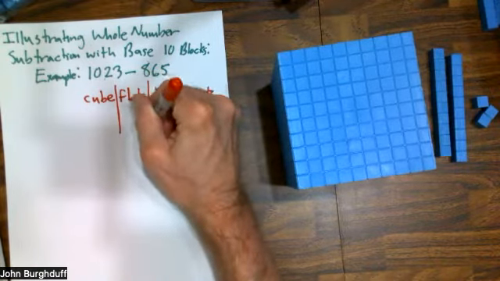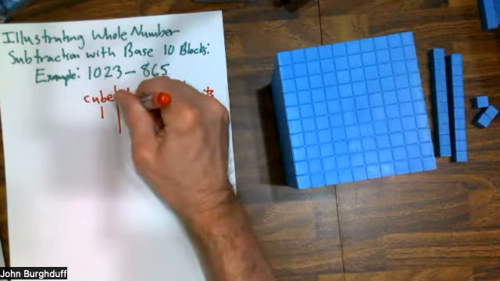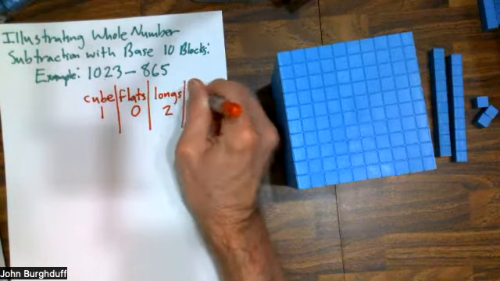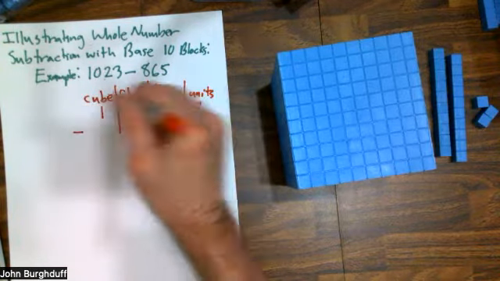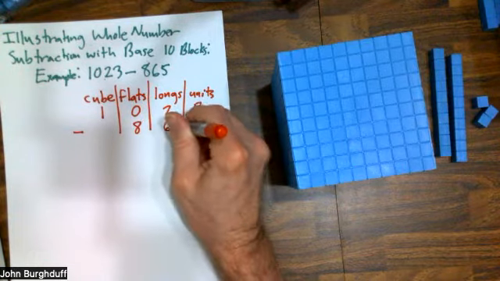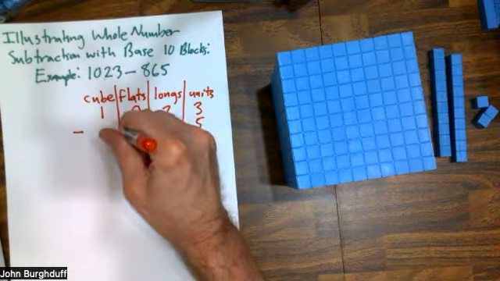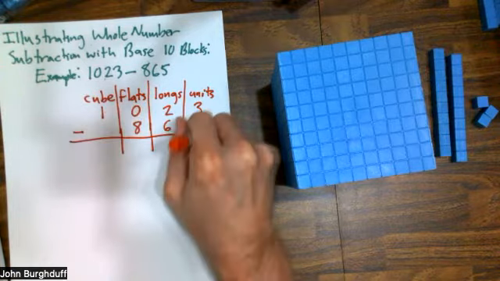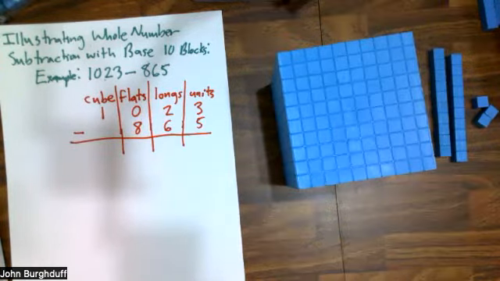I am starting with 1 cube, no flats, 2 longs, and 3 units. And eventually I want to take away from that 8 flats, 6 longs, 5 units. Again, we're not going to try to recreate the number 865. That just illustrates what we are taking away. And you'll see many of the same challenges.